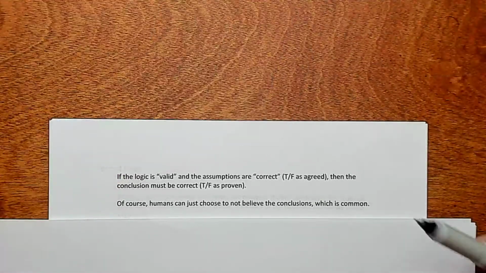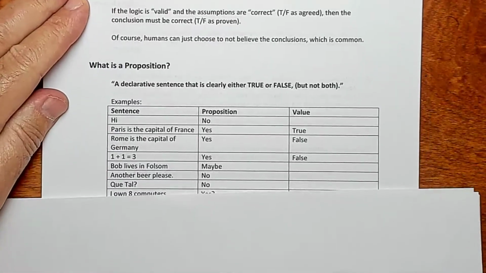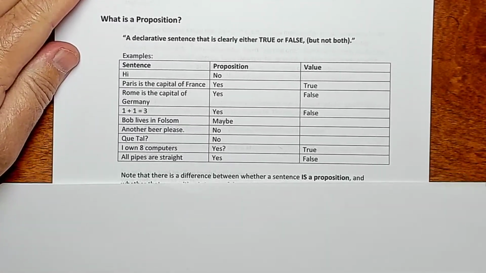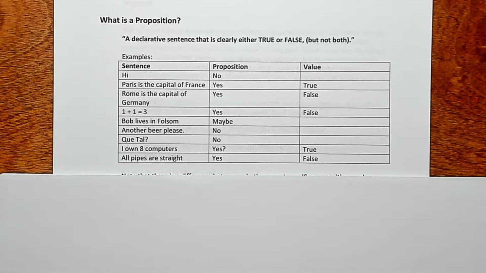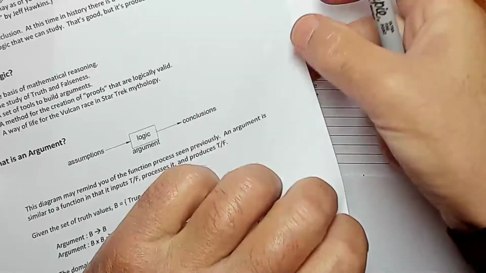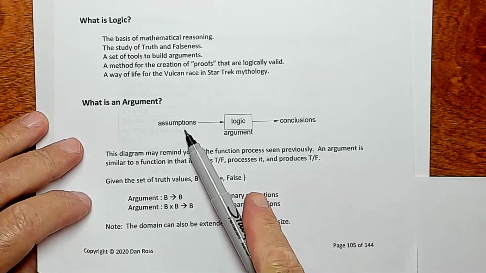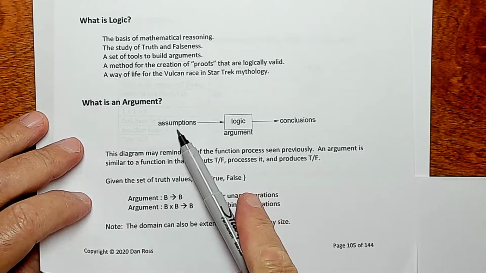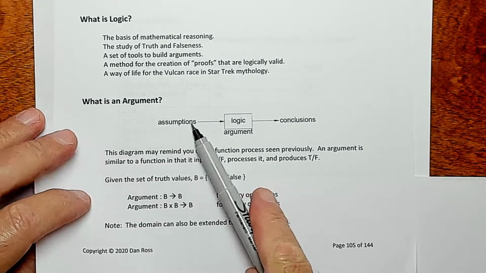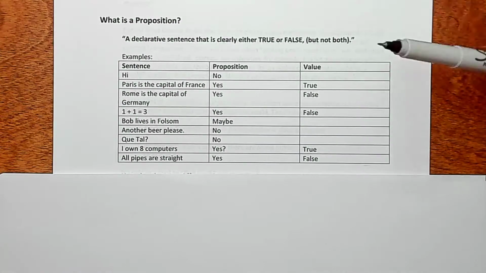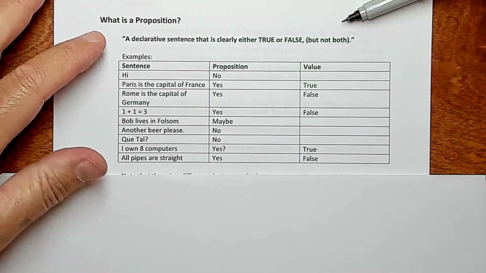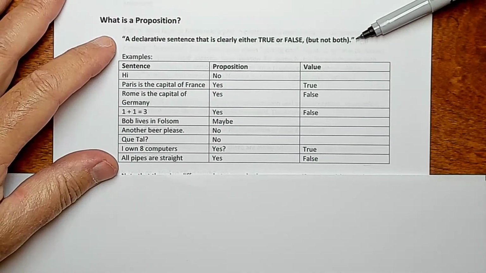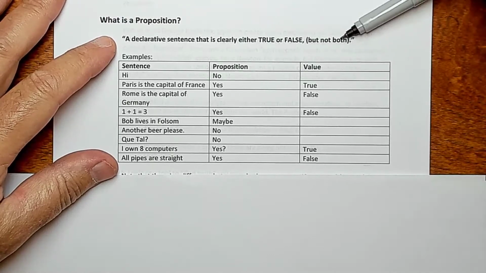All right. But anyway, let's break this up a little bit more, because the assumptions take a little bit more of a precise form here. They're not just true or false, but they're something called propositions. All right, so let's get into that. What is a proposition? A proposition is a declarative sentence that is clearly either true or false, but not both.